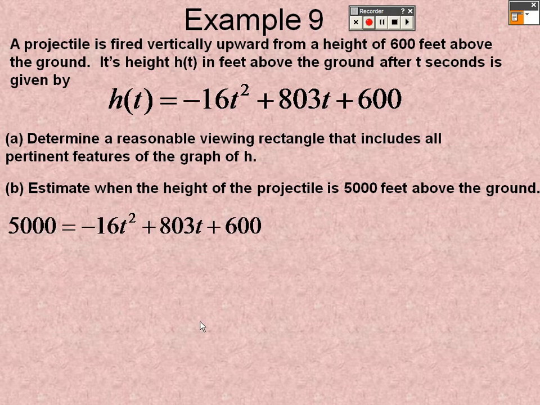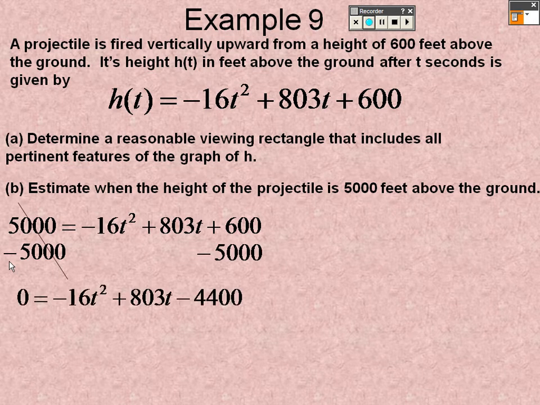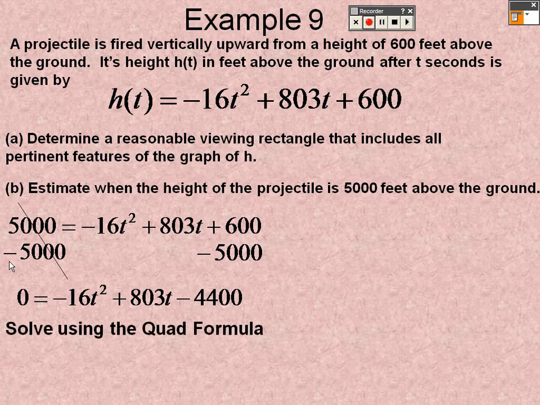That's B. So to estimate when the height is 5,000 feet above ground, I want to know when the height's 5,000 feet. So I plug the 5,000 in there. That's it. So to solve a quadratic, I move that over to make it 0. And I'm going to solve using the quadratic formula. If you don't have it in on your calculators, that's negative b plus or minus the square root of b squared minus 4ac over 2a, for those of you that don't remember.